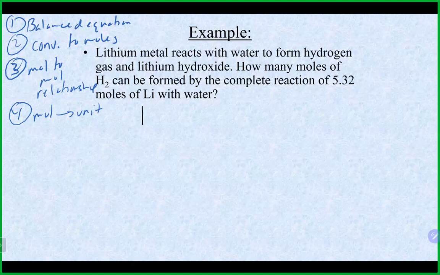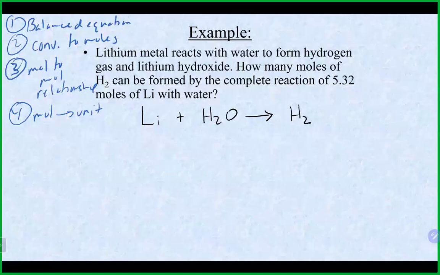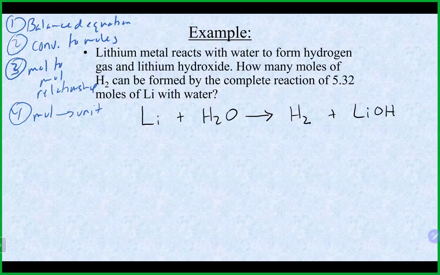So lithium metal is just Li. Reacts with water, which should be H2O, to form, which should be an arrow, hydrogen gas. Remember hydrogen gas, nitrogen, all those guys come as 2, so it's H2. And lithium hydroxide should be LiOH. So again, here I'm not worried about the balancing. I just want to make sure I got all the proper formulas down first.